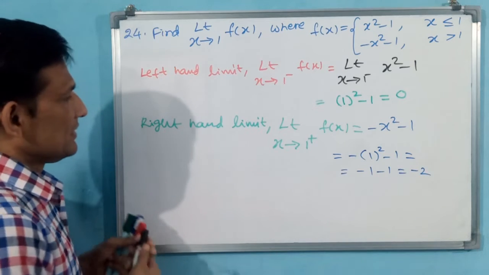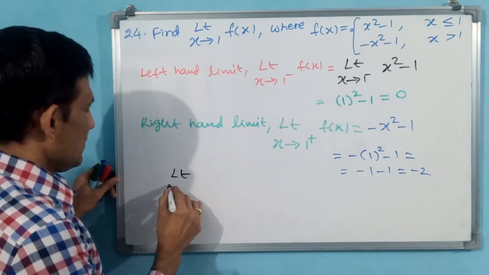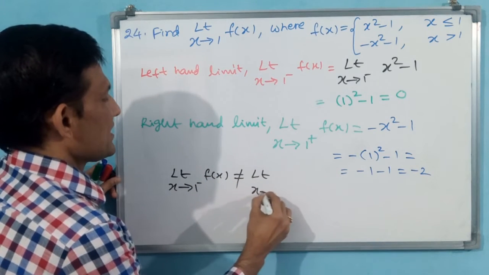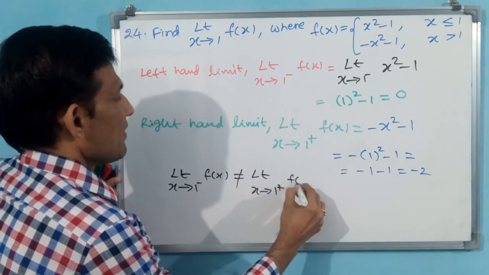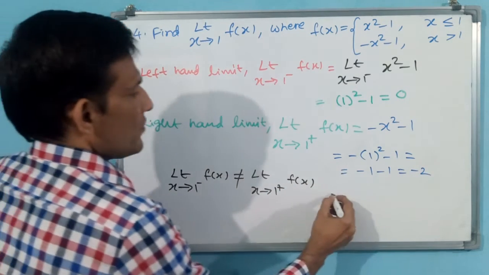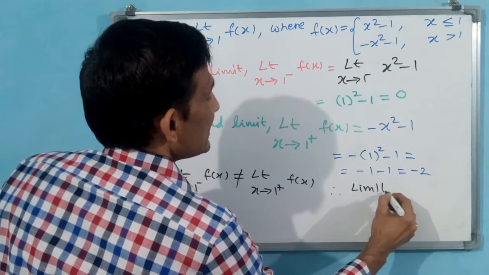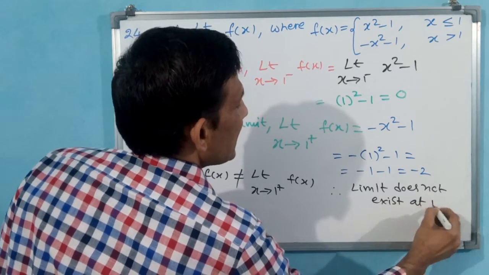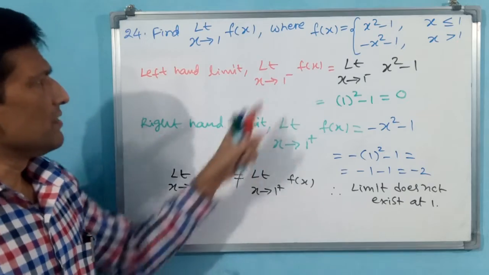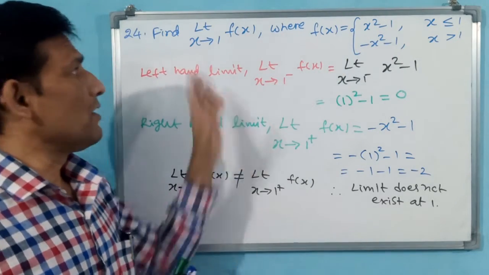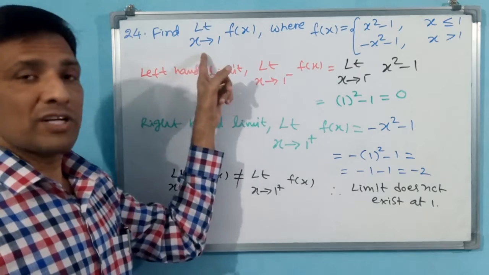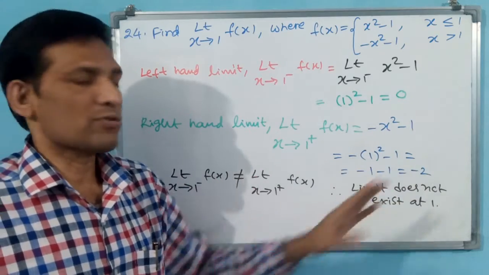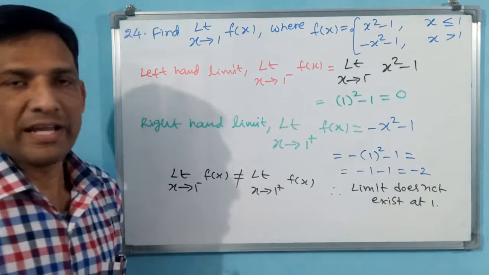See what I am writing now. Limit x tends to 1 minus of f of x is not equal to limit x tends to 1 plus of f of x. Therefore, limit does not exist at 1. See, a limit may exist at a different value, but at 1 it is not existing. Your question is at 1 you have to check, and at 1 you have checked, it is not existing. Both are different, 0 and minus 2 are coming. That is why limit does not exist at 1. Like this you write and close.